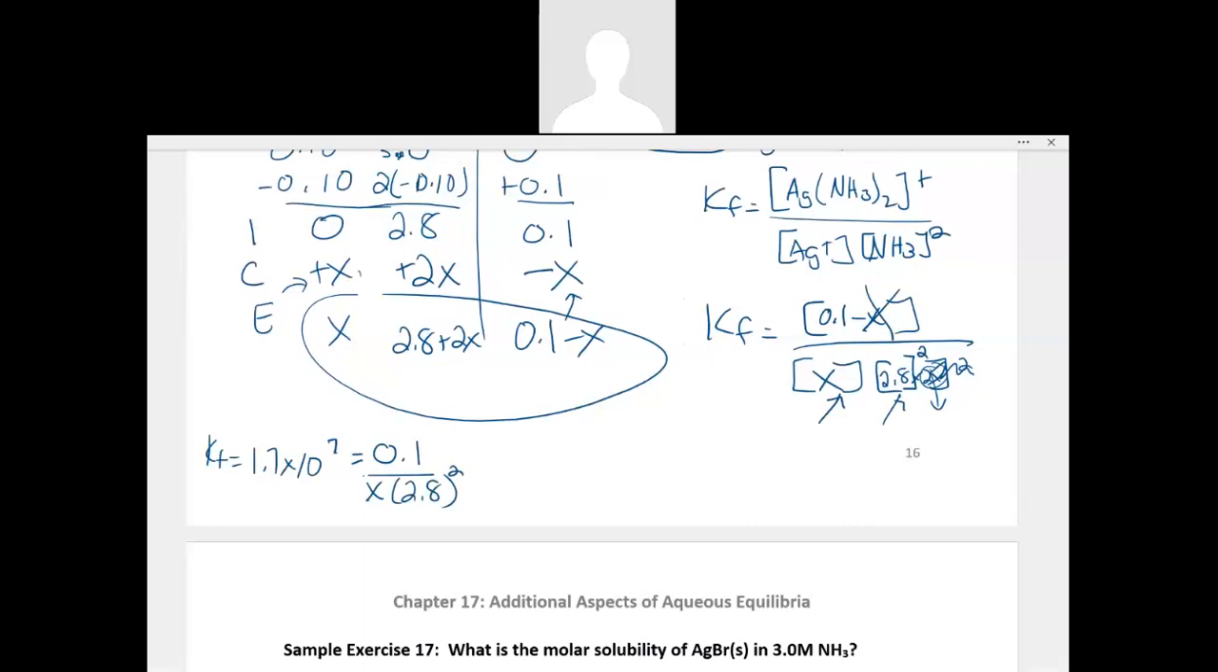So let's make sure that we plug everything in correctly here. We want to solve for x, so I am going to rearrange this equation so that my x would be equal to 0.1 divided by 2.8 squared times Kf. I just plug this right into the calculator, and then my x will be equal to 7.5 times 10 to the negative 10th molar. And remember, we were looking for our silver ion concentration.